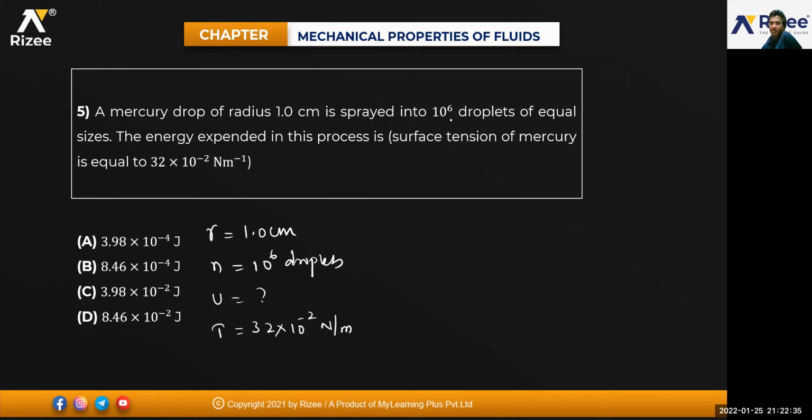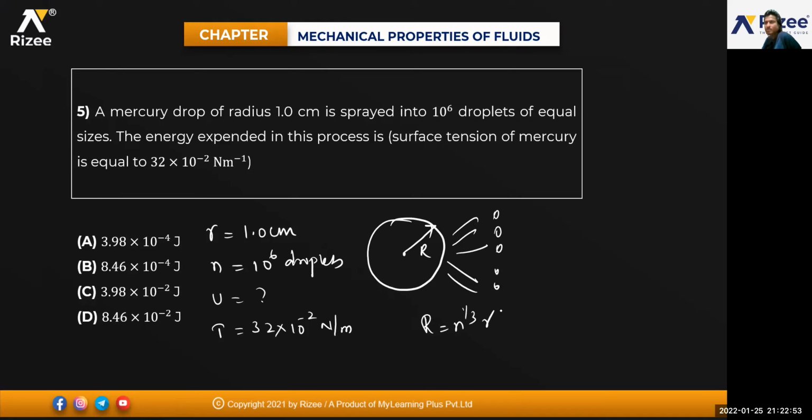A mercury drop of radius 1 centimeter is spread into droplets. So this is your mercury drop. A larger drop of radius capital R is broken down into n number of small droplets, like 1, 2, 3, and so on. Yesterday I told you the relation between them: capital R is equal to n to the power of 1 by 3 into small r. So the radius of the bigger droplet is n to the power of 1 by 3 times the small radius. That means this is the radius of the bigger droplet, so it should be capital R, which is 1 centimeter, 1 into 10 to the power of minus 2, equal to n to the power of 1 by 3 into small r.